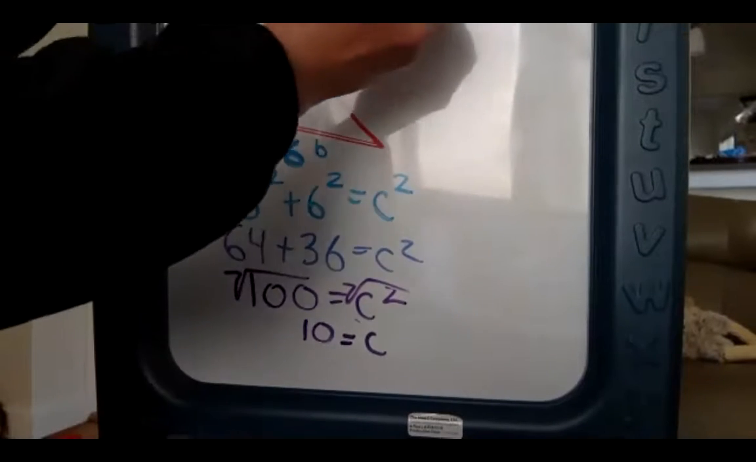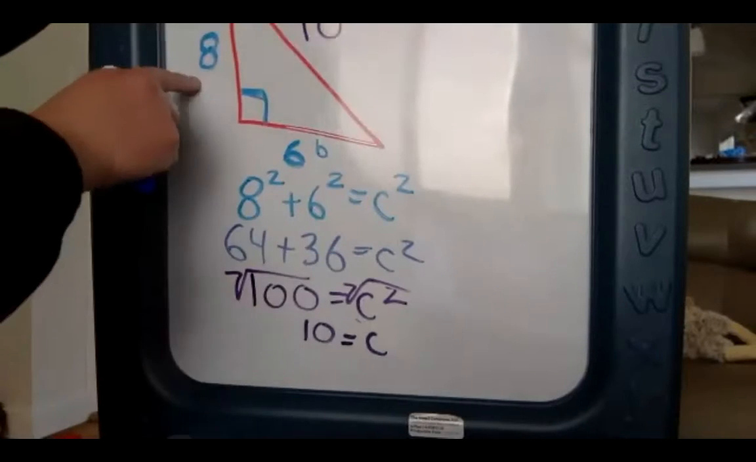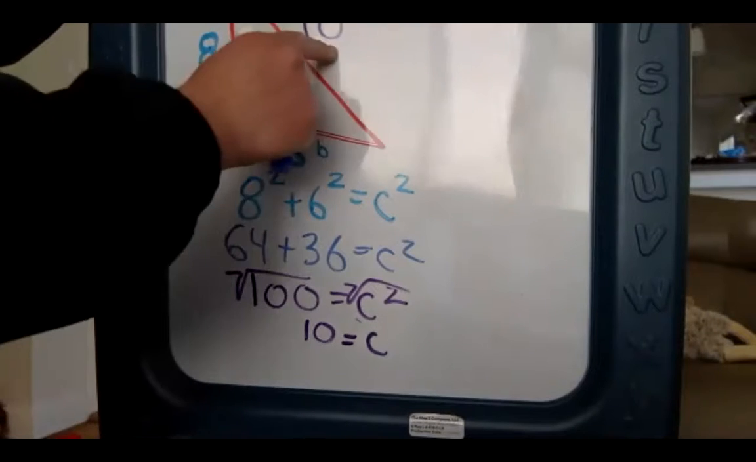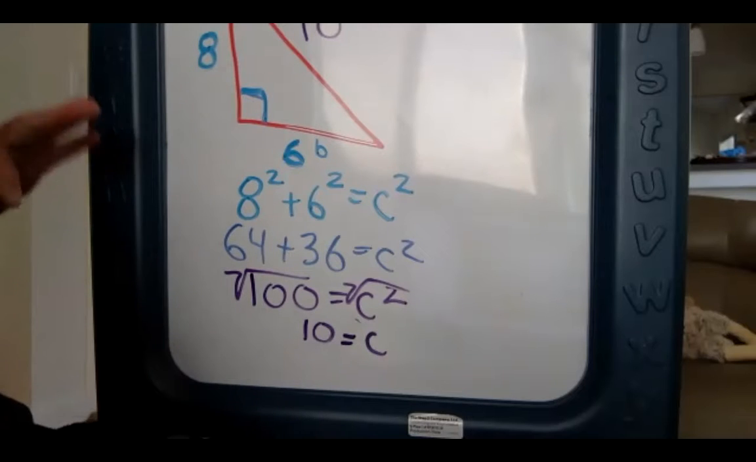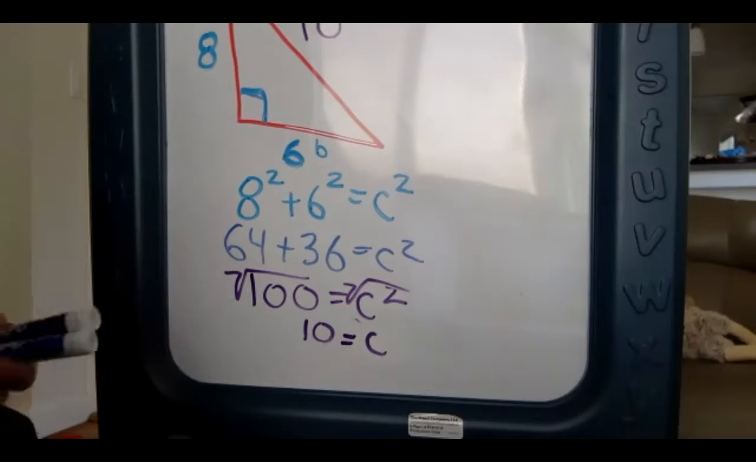Is a squared plus b squared equal to c squared? Well, this squared is 100, and this squared is 100, so I know that my c squared is correct on that one. Okay. Any questions before we do a couple examples?